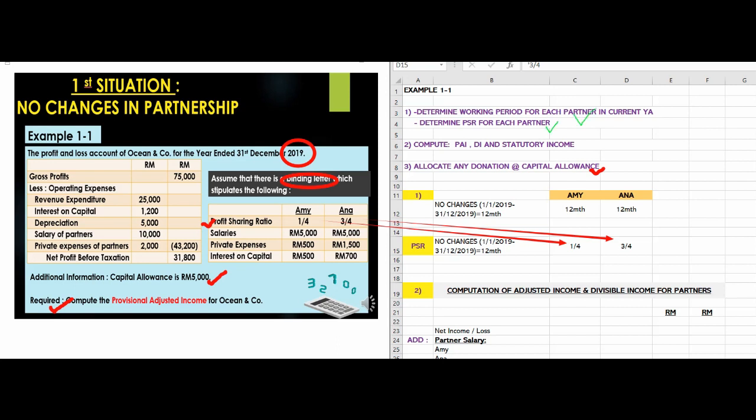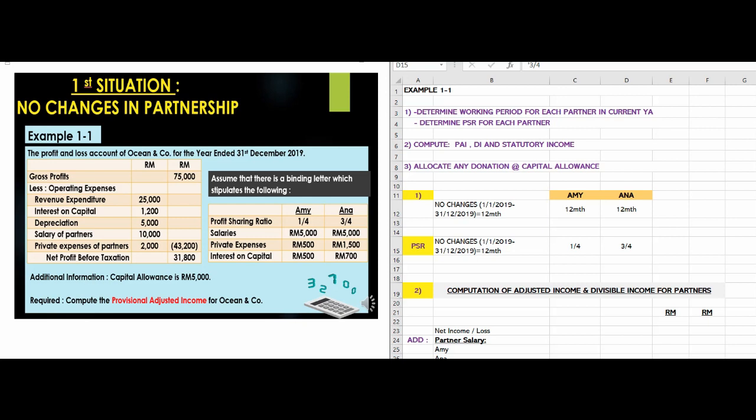It's complete. Then we are going to answer number 2, compute PAI, DI and statutory income. To answer the PAI, we have to look at the Sochi part. You have to identify any non-allowable expenses, any income or expenses that the partnership has paid for partners. So anything regarding the partners, you have to calculate it under PAI.